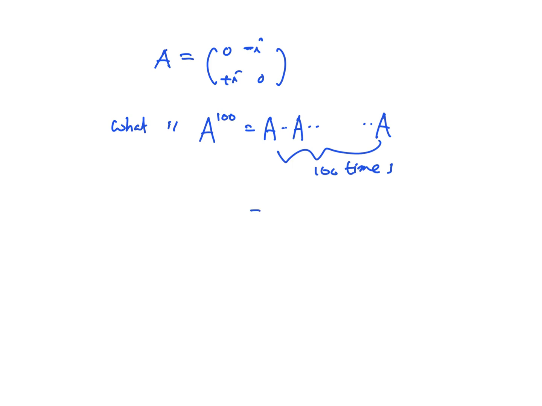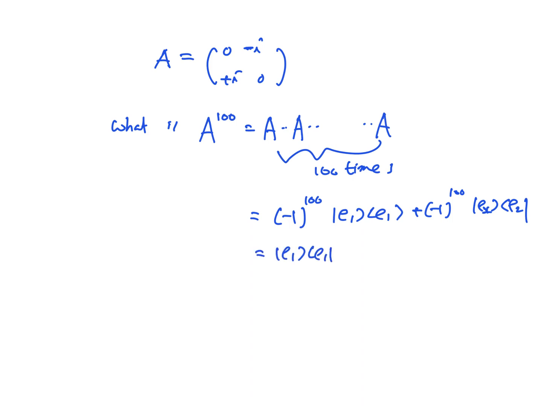But actually, if we know the spectral theorem, it is simply minus 1 to the 100 times E1, E1, minus 1 to the 100 times E2, E2, right? What is minus 1 to the 100? 1, right? So this is E1, E1, plus, what is minus 1 to the 100? Again 1, right? E2, E2. So we know the answer without actually multiplying this matrix 100 times.